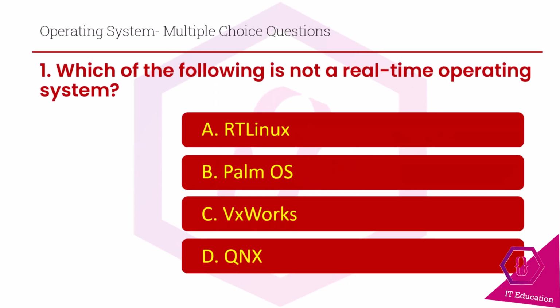The first question is, which of the following is not a real-time operating system? The question is about the operating system. Option A is RT Linux, option B Palm OS, option C VxWorks, option D QNX. And the right answer is option B, Palm OS.